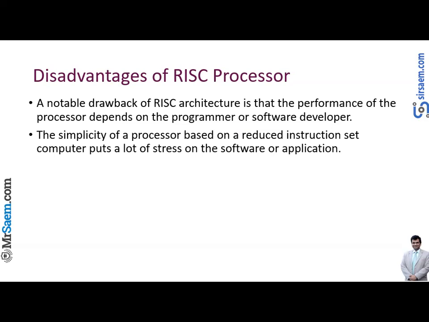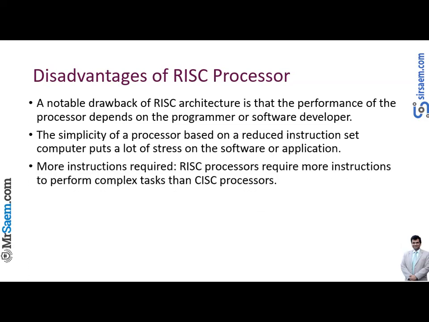Right. Then we have more instructions required. Obviously, RISC processors require more instructions to perform complex tasks than CISC processors. Now, you might be saying, sir, अभी तो आप कह रहे थे इसका मतलब है reduced instruction. More instruction का मतलब है they're simpler. They're simple instructions, but they tend to be in more amount.